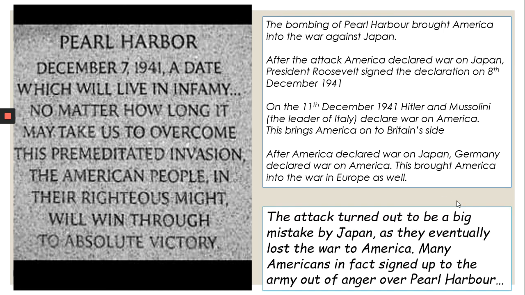And the attack turned out to be a huge mistake, as they eventually lost the war to America. And the key thing you need to know about Pearl Harbor is that many Americans, in fact, signed up to the army out of anger. They were so furious about the surprise attack for what they saw as no reason. Pearl Harbor was a catalyst for American men to sign up to the army.